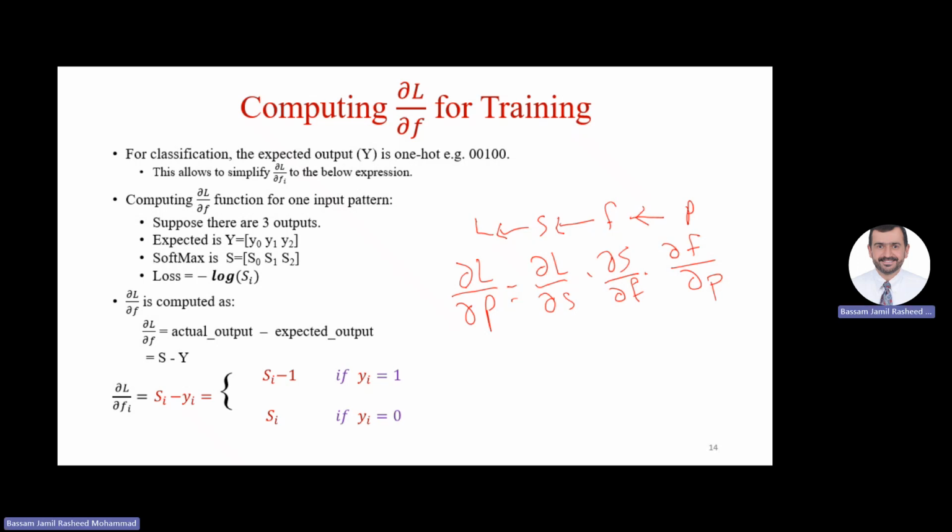Now, here is the good news. I gave you the expression last time, right? The good news is that we can combine those in a very simple expression. Very simple. ∂L/∂F luckily maps to S_i minus 1 if this corresponds to the correct output.